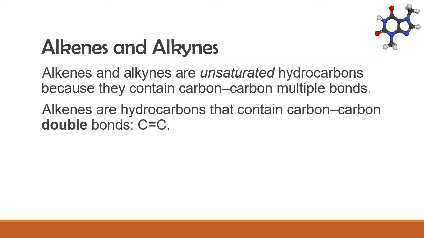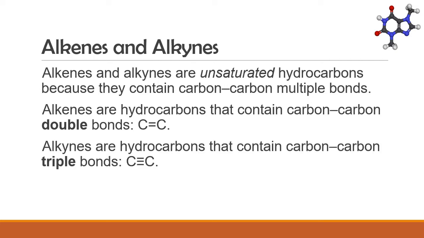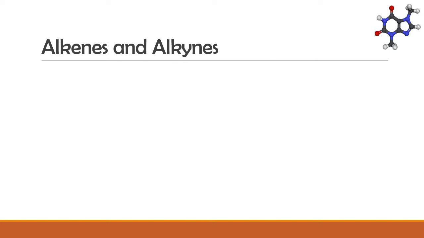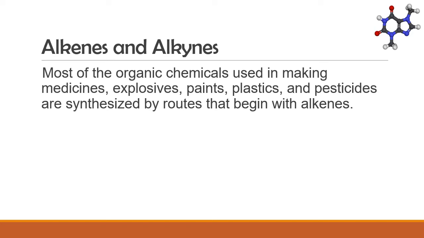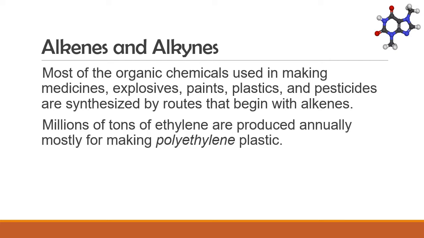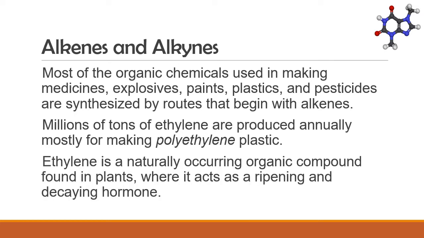Alkenes are hydrocarbons that contain carbon-to-carbon double bonds. Alkynes are hydrocarbons that contain carbon-to-carbon triple bonds. Most of the organic chemicals used in making medicines, explosives, paints, plastics, and pesticides are synthesized by routes that begin with alkenes. Millions of tons of the alkene compound ethylene are produced annually, mostly for making polyethylene plastic.